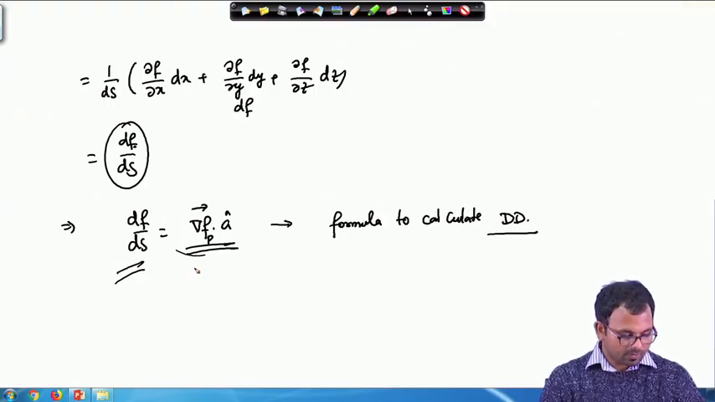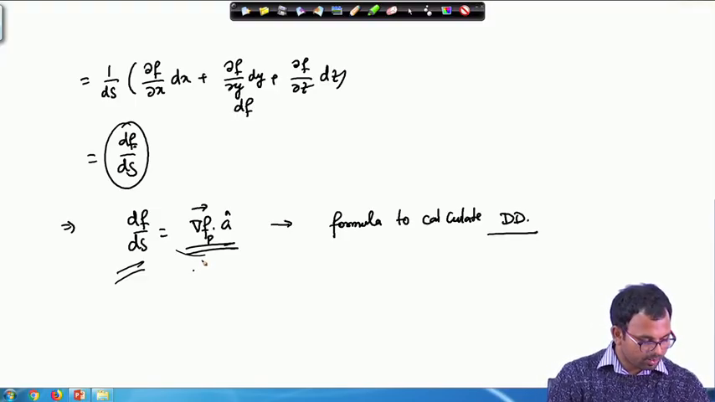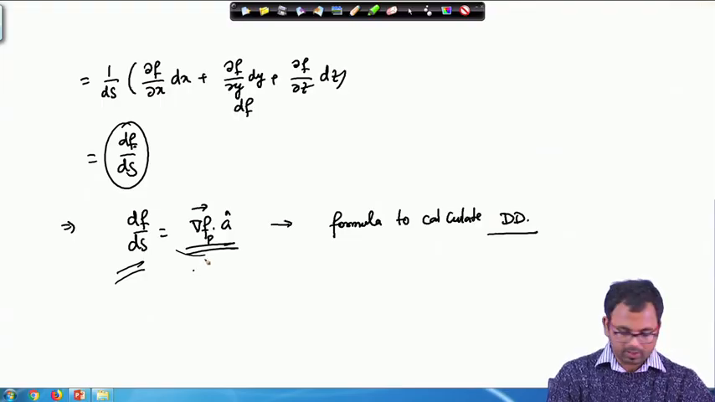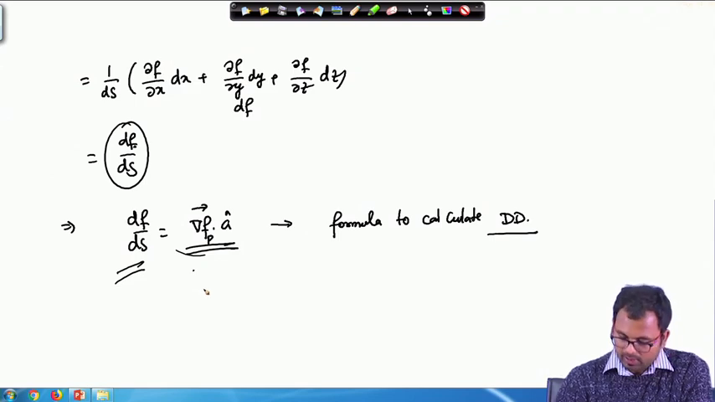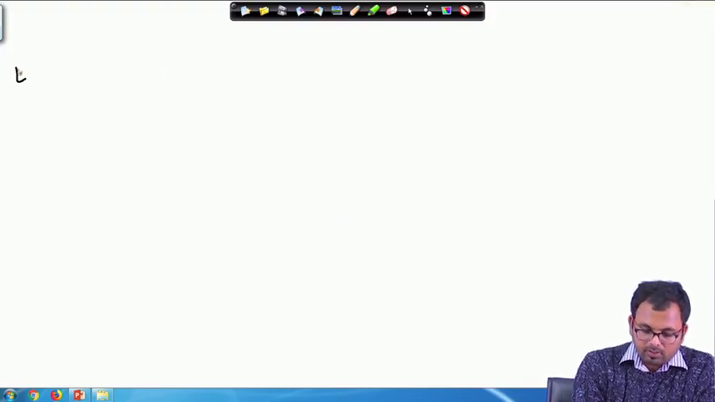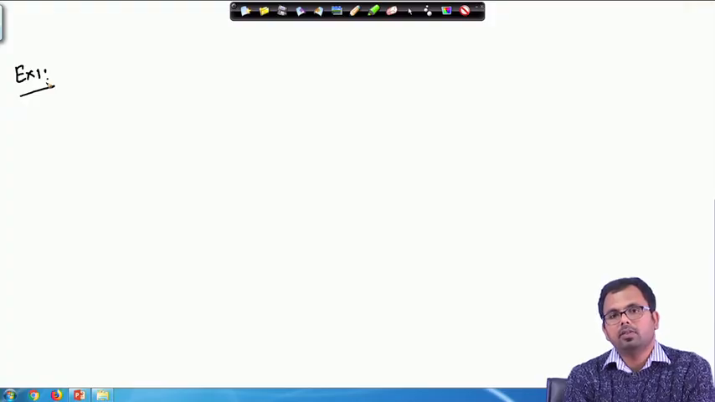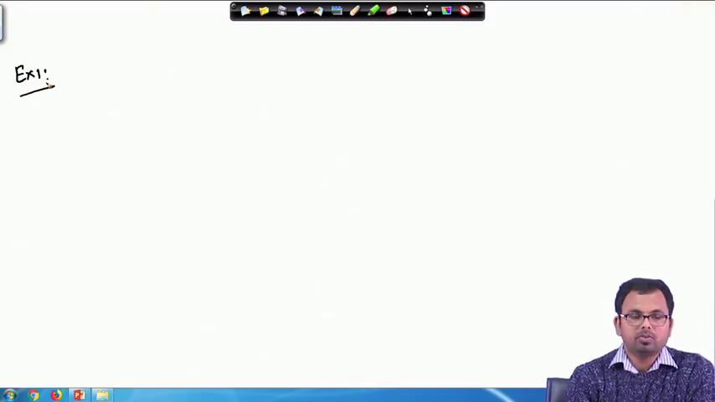All right. So now we will try to work out a few examples before we go to our next topic. Let's work out a few examples on level surfaces and directional derivatives. In the previous class we started with level surfaces, and in today's class we started with directional derivative. So we'll try to solve a few examples on both of these two topics.